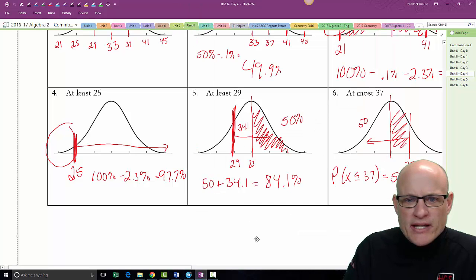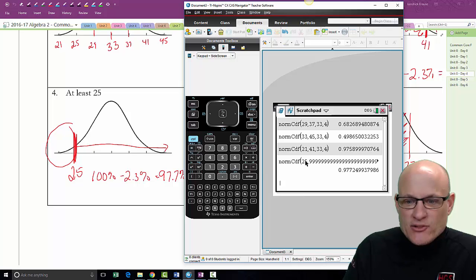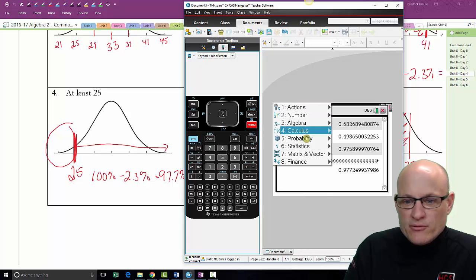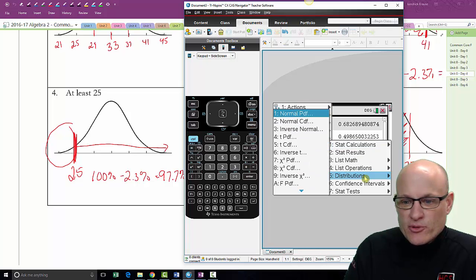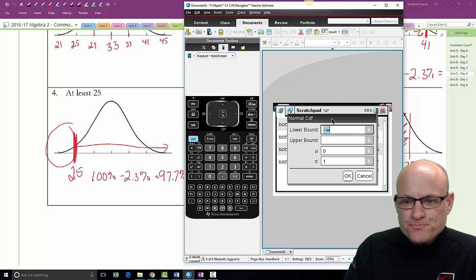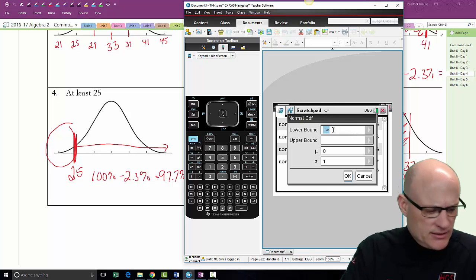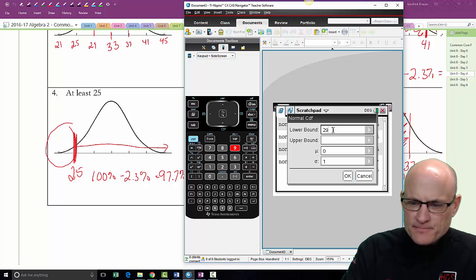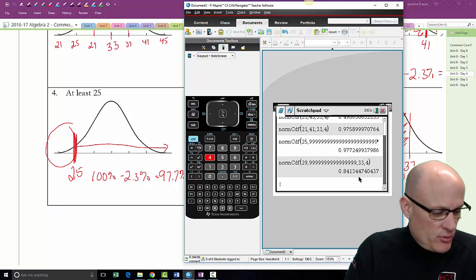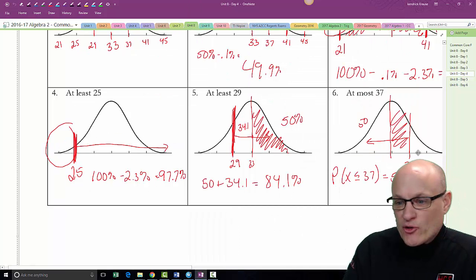Over here, I wanted at least 29. So I go to Menu, Statistics, Distributions, number 2. At least 29. Mean is 33. Standard deviation is 4. 84.1. And the last one is 37.